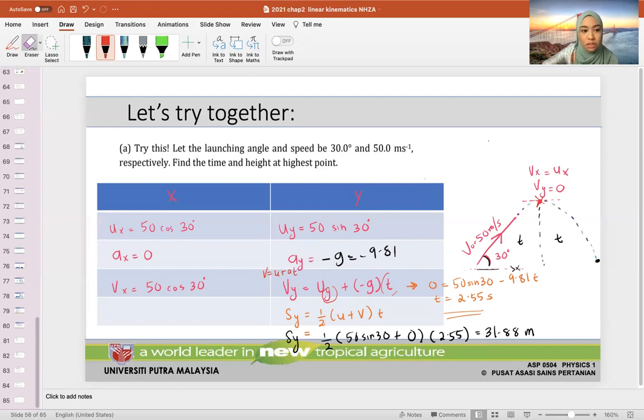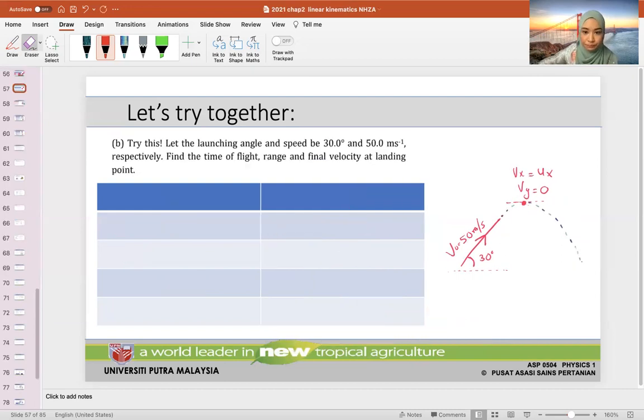So the continuation to this problem is this. Try this, let the launching angle, speed be 30 and 50. Find the time of flight. Time of flight means the total duration of your projectile motion. I'm recording, right? Yeah. Okay, and then range is the maximum Sx, this is called t.